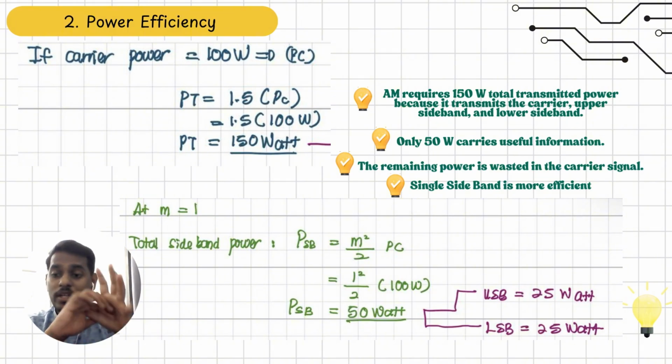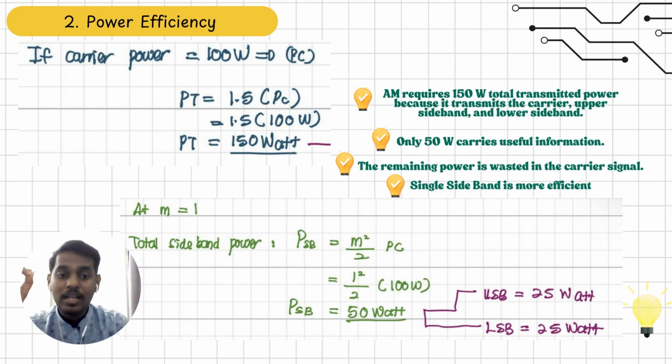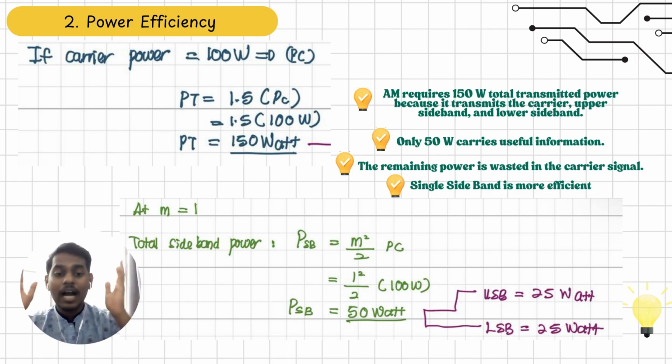Now let's take a look over here. Out of 150 watts, only 100 watts is used by the carrier. So where do the remaining 50 watts go? The remaining 50 watts is shared equally between the upper sideband and lower sideband, 25 watts each. Do you understand? When we add it together, 100 watts plus 25 plus 25, we get 150 watts, which matches our total transmitted power.